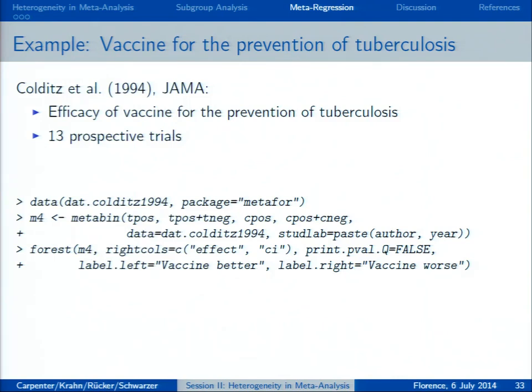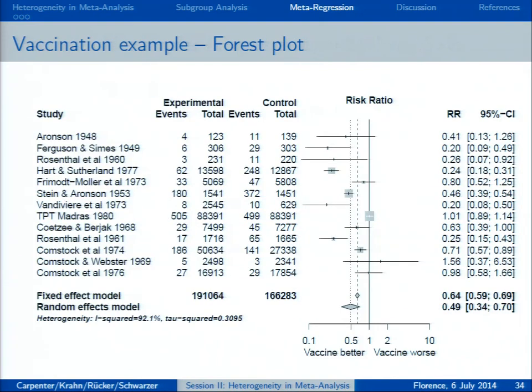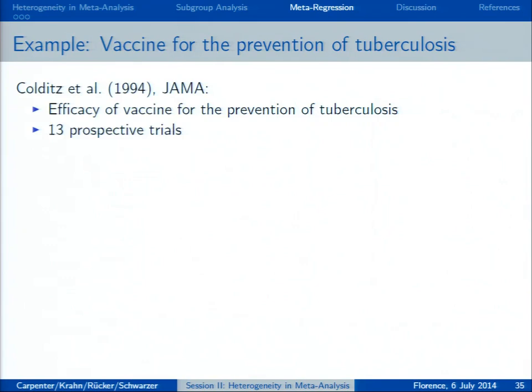Okay, so here's another example, and we're going to use this to look at a meta-regression. So it's a vaccination example. Here's the forest plot. So we produce that in exactly the same way as before. And we now see that there's quite a lot of heterogeneity, and the random effects estimate is quite different to the fixed effects estimate. Okay.